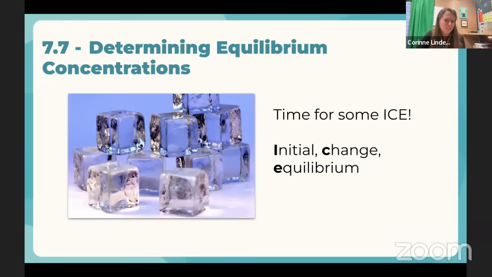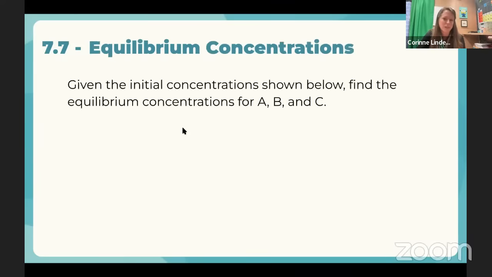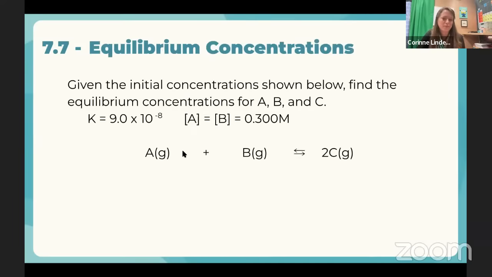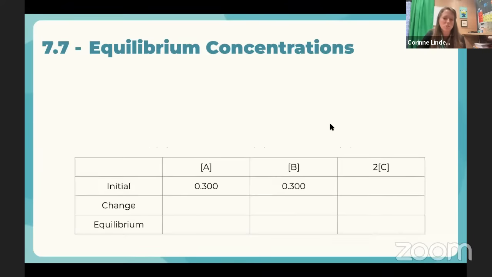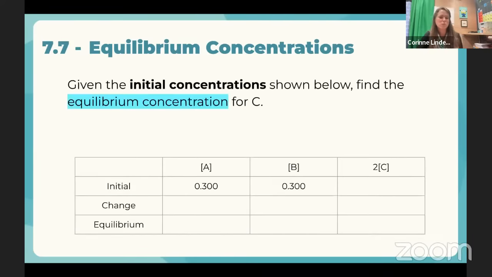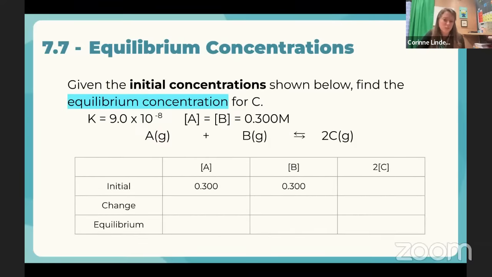ICE tables. You will absolutely need to do these with this and with acid-base chemistry. So let's spend a second with this. Initial, change, versus equilibrium. I think I have an example here. We just have a sample reaction, A plus B yields C, and we want to figure out the equilibrium concentration for C. So we're going to set this up. We have our initial concentrations. That's our first row. Our product, we assume, has a concentration of zero.